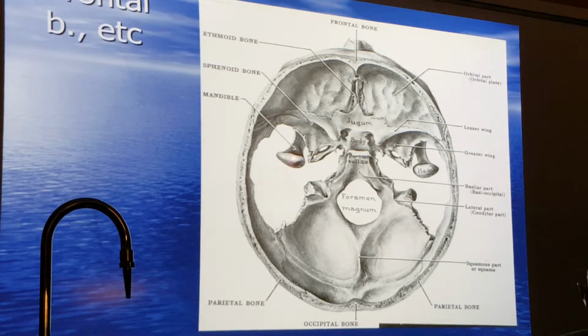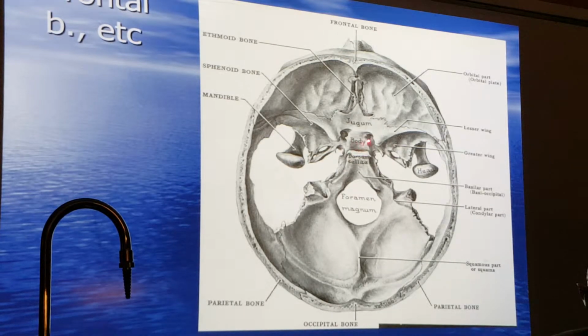What are we looking at here? The condyloid process of the mandible, because the mandible articulates with the temporal bone, but the temporal bones have been removed. Sella turcica means Turkish saddle. Here we see the dorsum sellae, which is the back of the saddle.